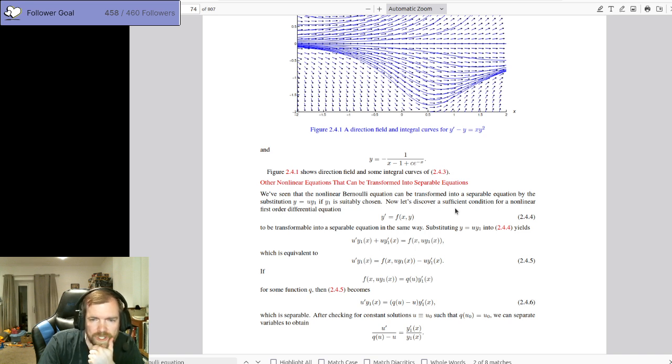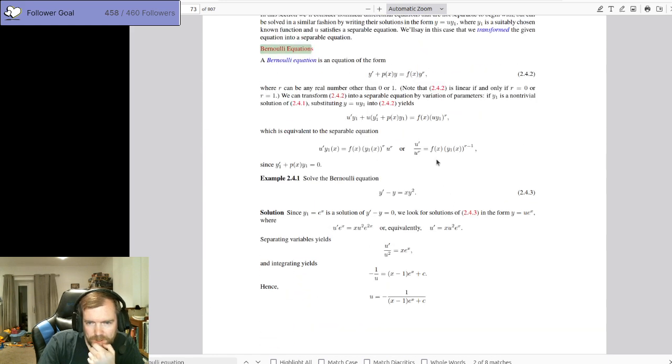Transforming nonlinear equations into separable ones. Oh, right, you could just make it a root then, no matter what the exponent actually is.